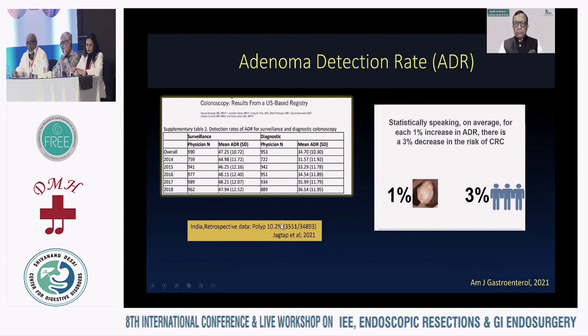We must recognize that on average, each 1% increase in adenoma detection rate can lead to a 3% decrease in the risk of colorectal cancer, and that is huge.